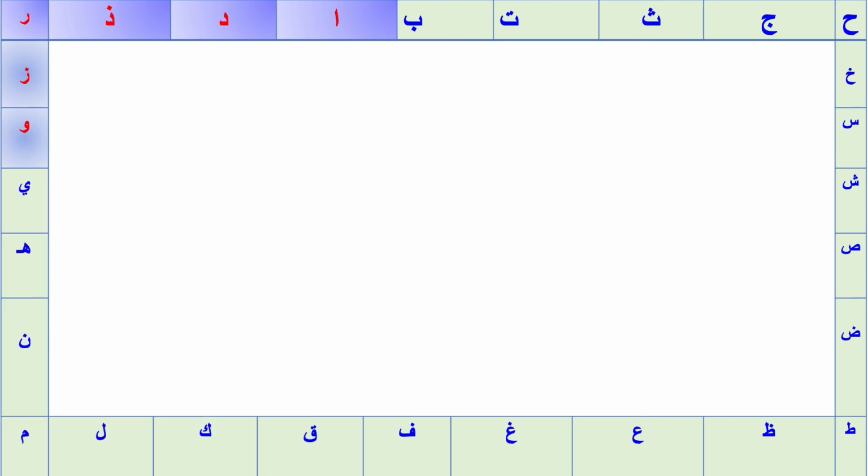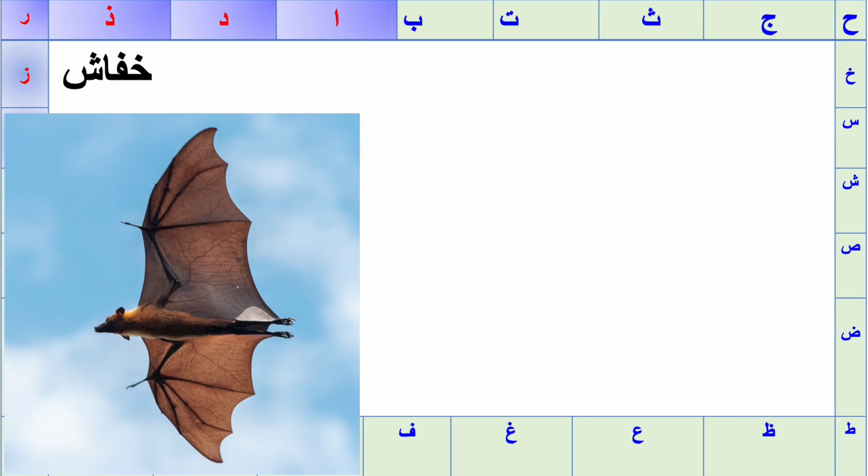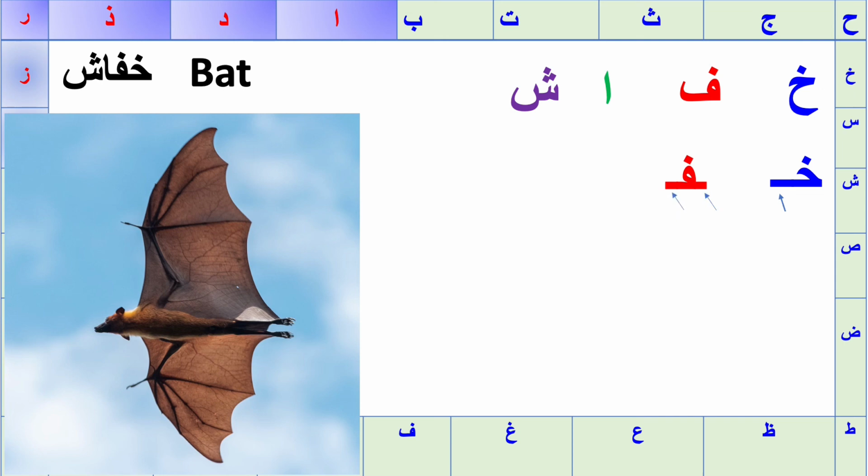One more example is the word خفاش, which is bat in English. The component letters are kha, fa, alif, sheen. Clearly we will see how the kha extends to the left to connect with the fa. The fa can connect at both ends, to the right and to the left, as you can see here. Then the alif can only connect to the right, and finally the sheen will come alone at the end. The final written form will be like this one.